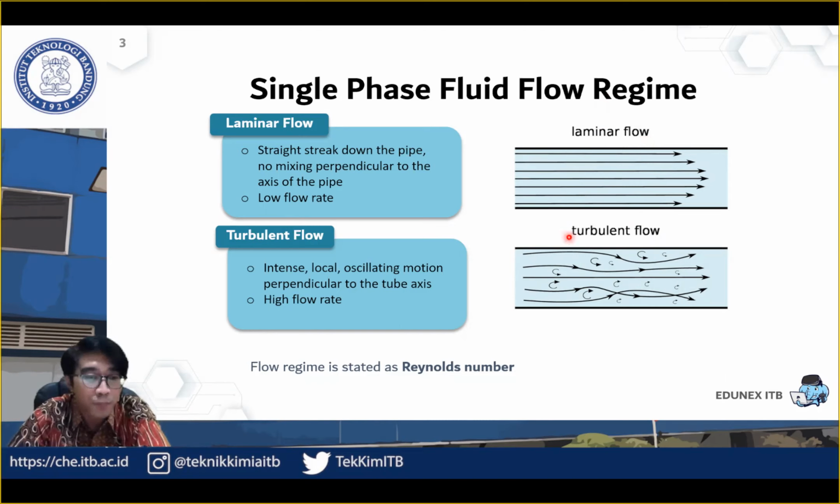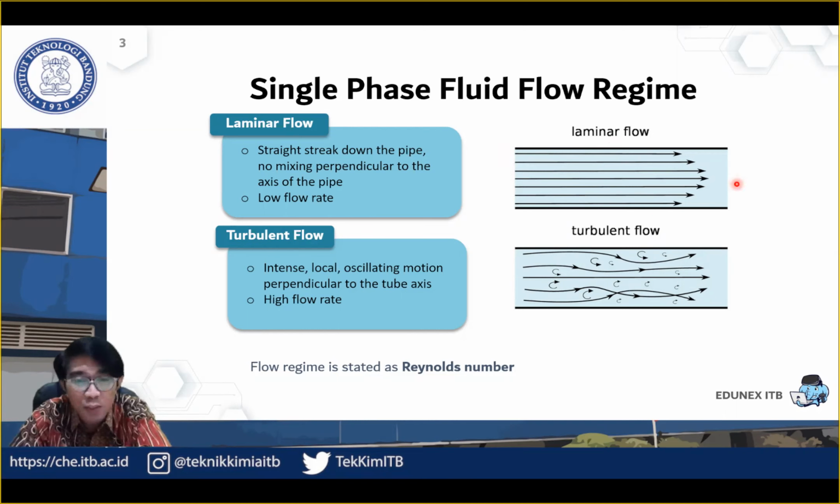So we will discuss two extremes of the regime. First is the smooth regime. We call it laminar flow. So for laminar flow, the illustration is like the top figure. It consists of very smooth layers going straight down the pipe, and there will be no mixing between layers of the liquid, ya. Jadi tidak ada pencampuran dari layernya. Jadi layernya itu bergeraknya sangat-sangat smooth.